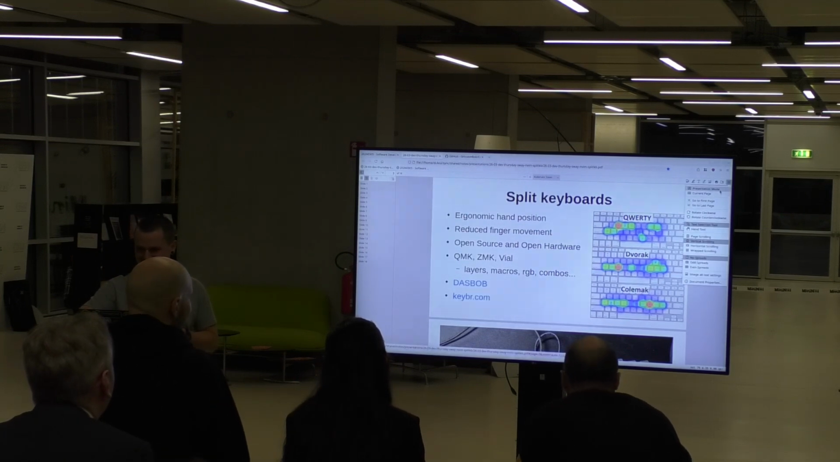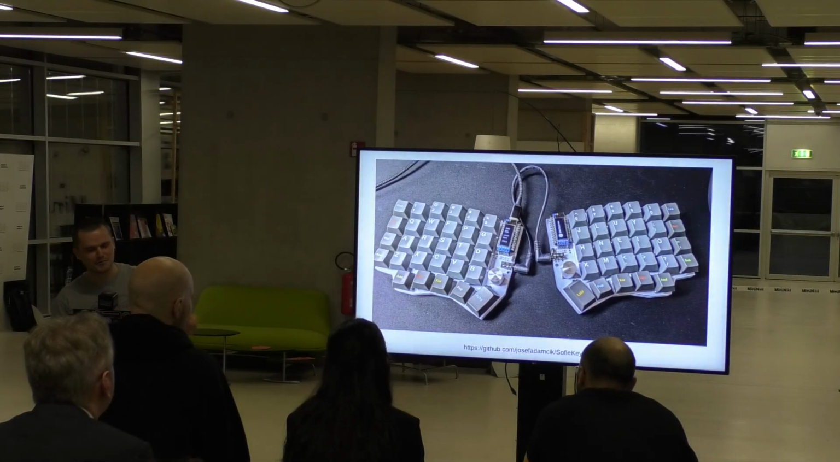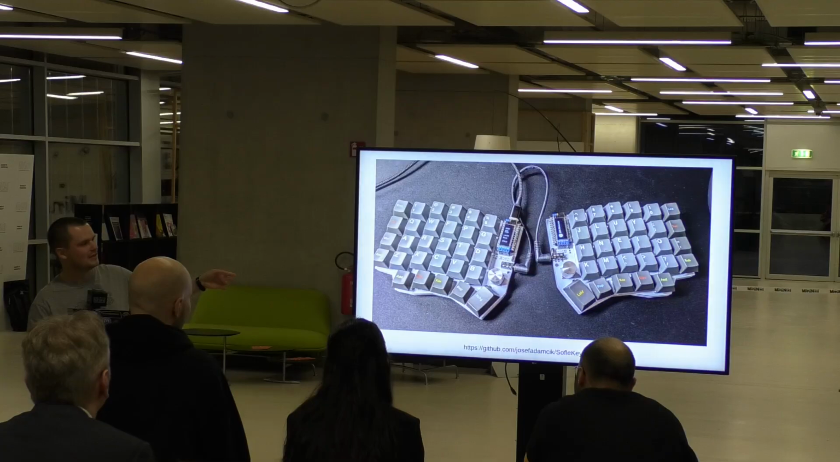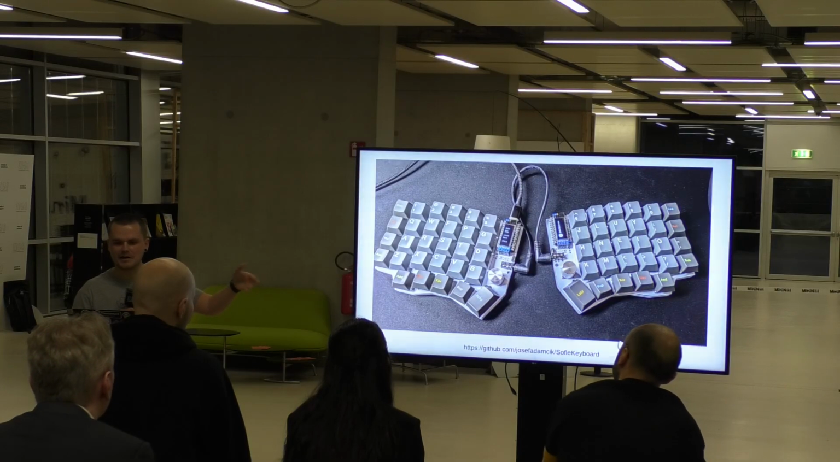Okay, then back to presentation mode. So now I will show some pictures I found online. This is quite a conventional split keyboard. Here you have many more keys. You also have the numbers and tab and stuff like that.